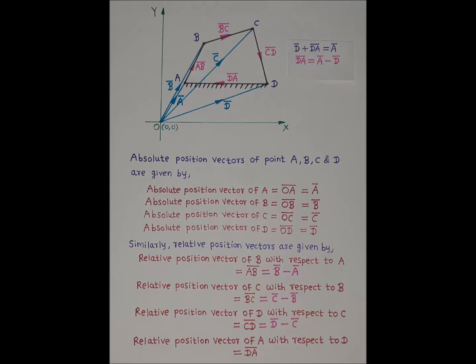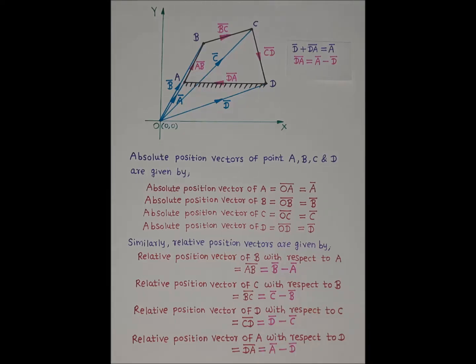So we will put that relation here. You can notice what we have done: we have written relative position vector of A with respect to D, and on screen also in the 4 bar mechanism that vector is shown. It is DA bar. For DA bar what we can put is A bar minus D bar.